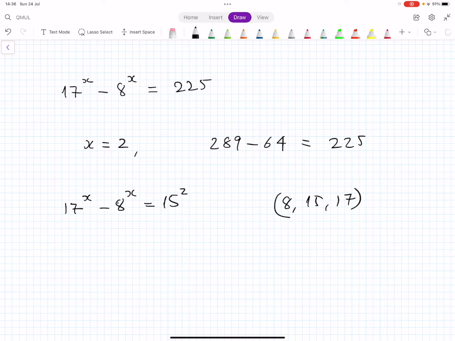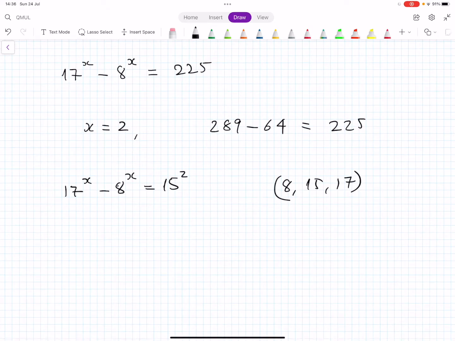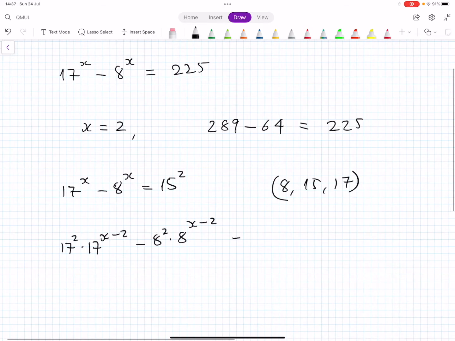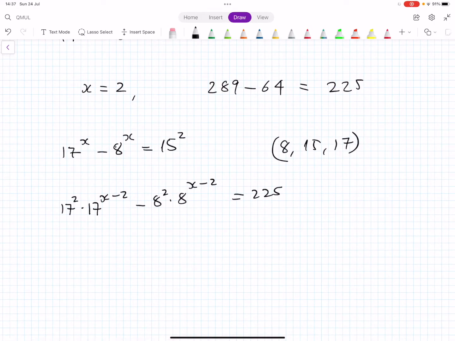Now, I'm sure there are several ways of solving this, but one way is you could rewrite the equation as 17 squared times 17 to the power of x minus 2, minus 8 squared times 8 to the power of x minus 2, that's equal to 225. If you notice that this is a squared, this is b squared, we have a squared minus b squared, which can be written as a minus b times a plus b.